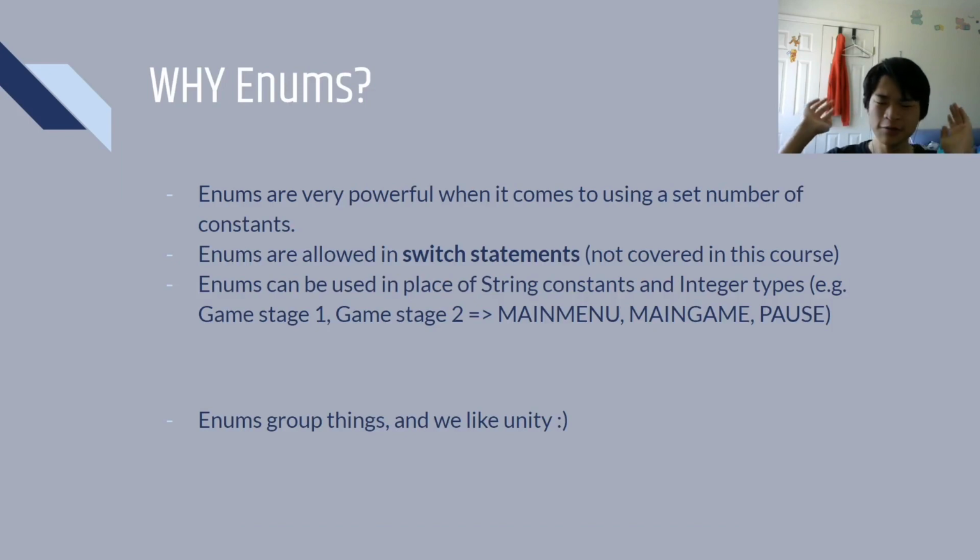Now, why would we want to use these things? Well, enums are actually very powerful when it comes to using a set number of constants, and they are also allowed in switch statements, which I don't think I've talked about in the course, but you are always welcome to look it up yourself. Now, enums can be used in place of string constants and integer types. So for example, if you have a game and you want to tell the system what stage your game is in, you could say like game stage 1, game stage 2. But that would be a little weird. So instead, we can create enums to define the game state. For example, main menu, main game, pause screen, etc.